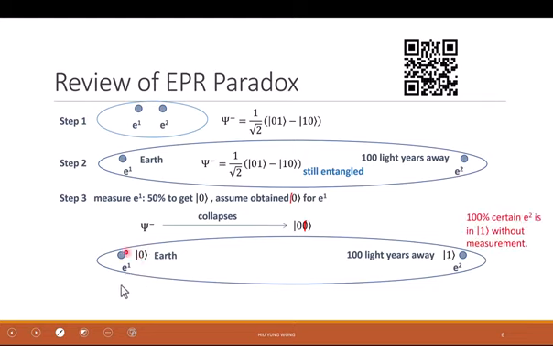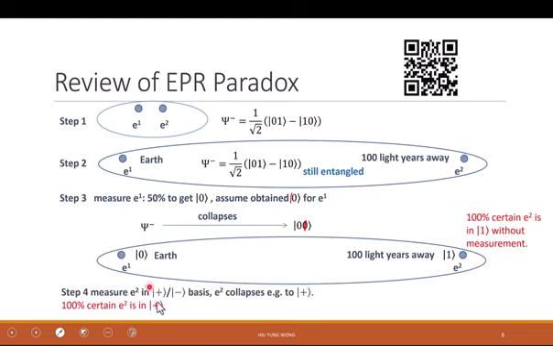If I get 0 here, I can tell my friend who is 100 light years away, although it takes many hundreds of years to tell my friend, but I can tell my friend that I have 0, so my friend knows that I also know that electron 2 must be in the 1 state, right? It must be in the 1 state. So I'm 100% certain this is in the 1 state without measuring it. My friend did not touch the electron, but we already know that it is in the 1 state.